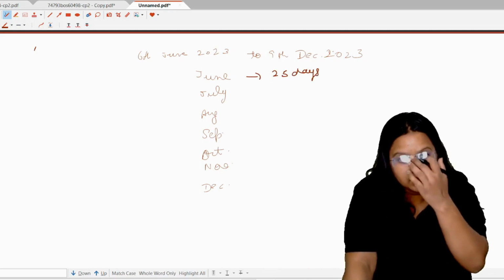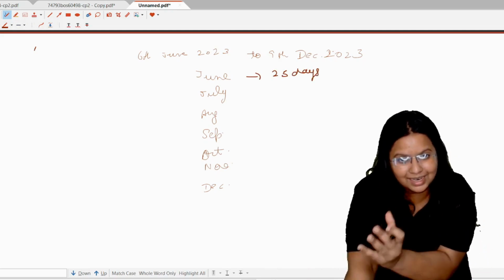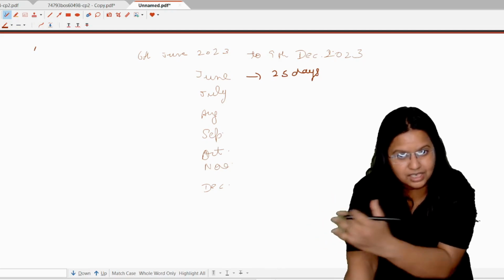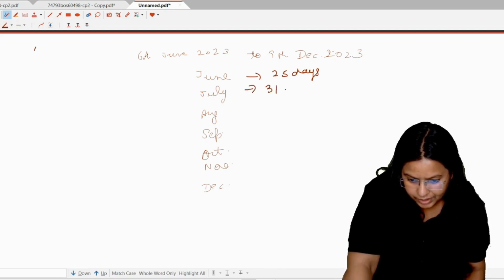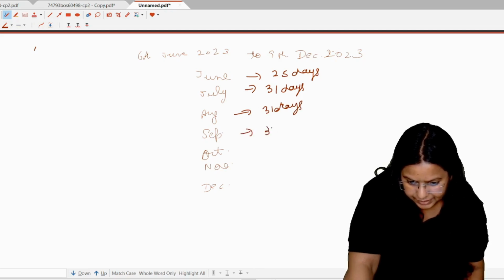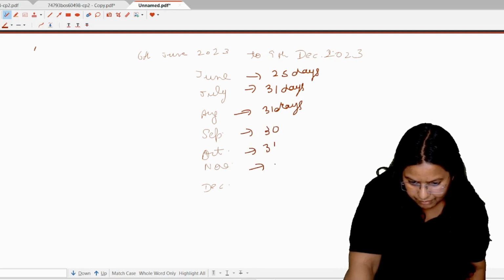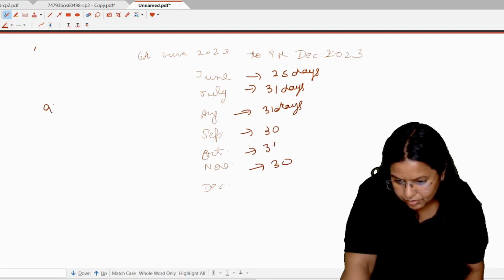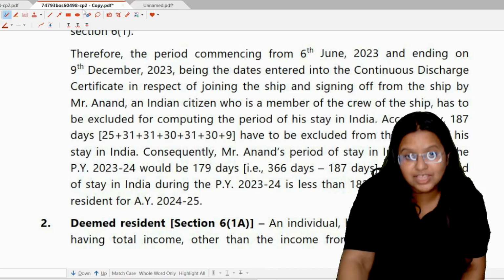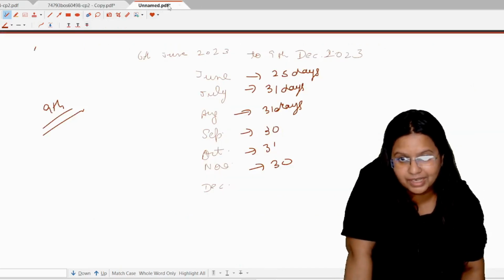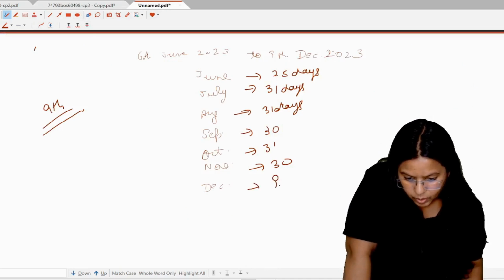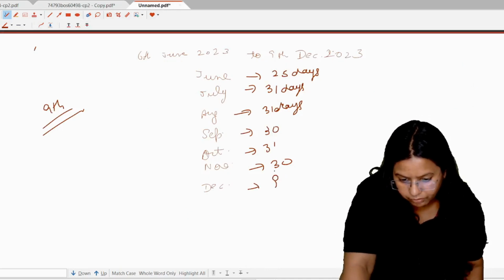Because there are a total of 30 days in June, deduct 5 days, that is 1st to 5th June, so the balance is 25 days. July, 31 days. August, again 31 days. September, 30 days. October, 31. November, 30. And till 9 December, he was on the ship. So how many days of December will we calculate here? 9 days. Okay. Let's find out the total number of days.